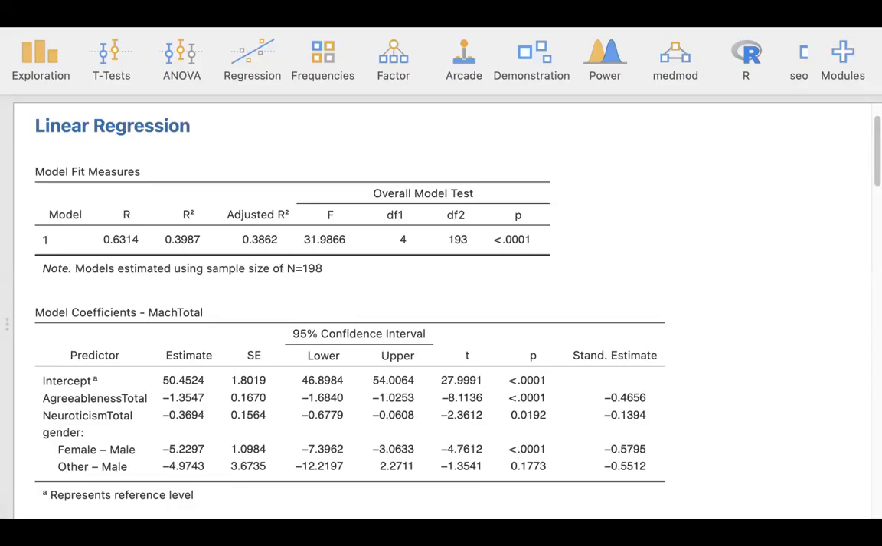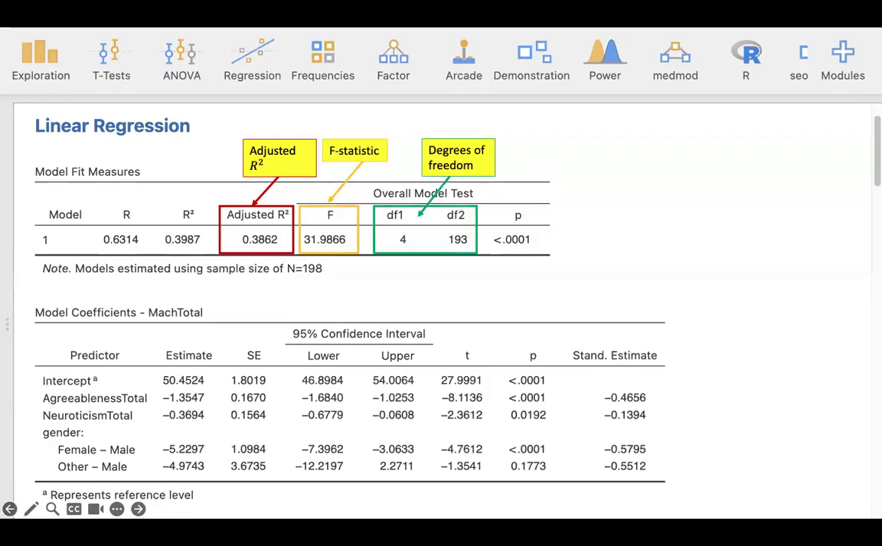You can see first we want to look at this overall model. If this overall model was not statistically significant, we would stop there. First, you can see that our adjusted R squared is 0.38, or 0.39 if we round up. That's not that different, but the unadjusted R squared would have been 0.40, so it's adjusted a little bit down. We have our F statistic, which we'll report, our degrees of freedom, which we'll report as well, and then we have our p-value.